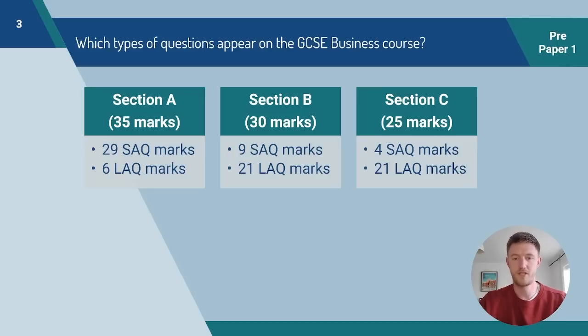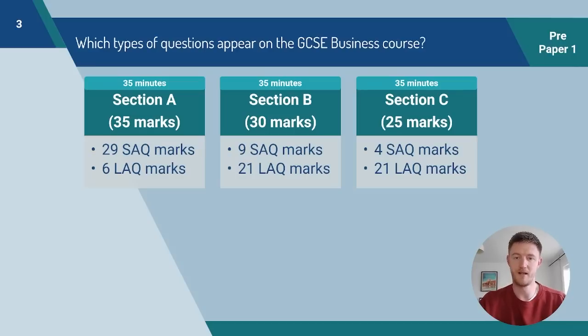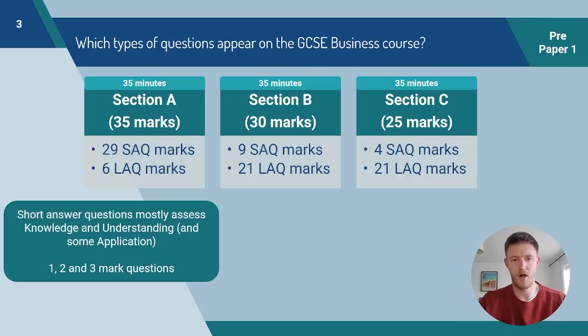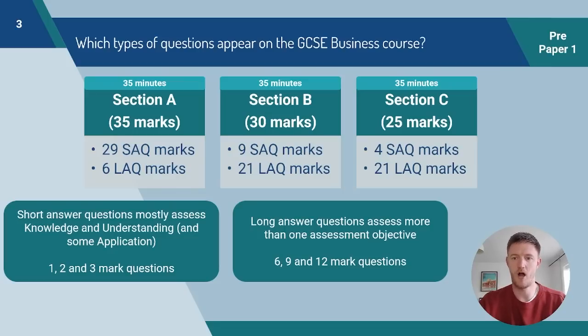Now, first things first, in terms of timing, you probably want to spend about 35 minutes on each of these sections. Now, the short answer questions are the 1, 2 and 3 markers. Most of these are in Section A. The long answer questions, so LAQs, are the 6, 9 and 12 markers. So as you can see, Section A is pretty much entirely short answer questions except for 1 6 marker at the end. Section B has 3 essays. It's got a 9 marker and 2 6 markers. And Section C is pretty much all long answer questions. There's 1 9 marker and 1 12 marker.